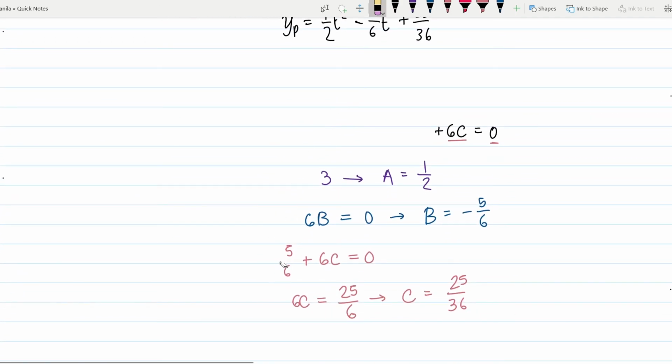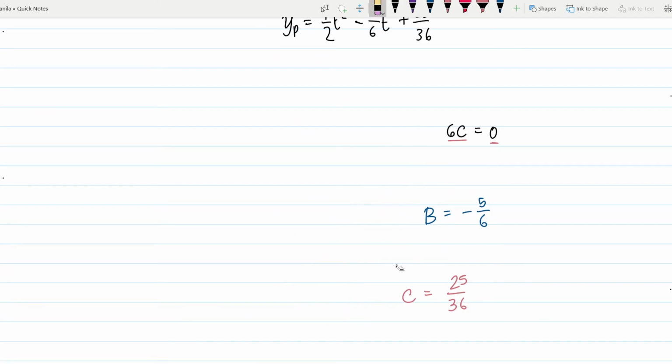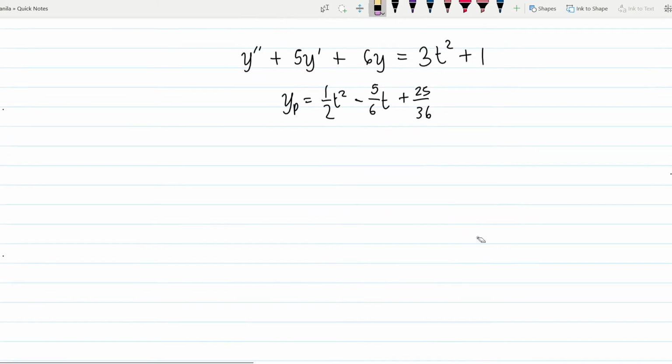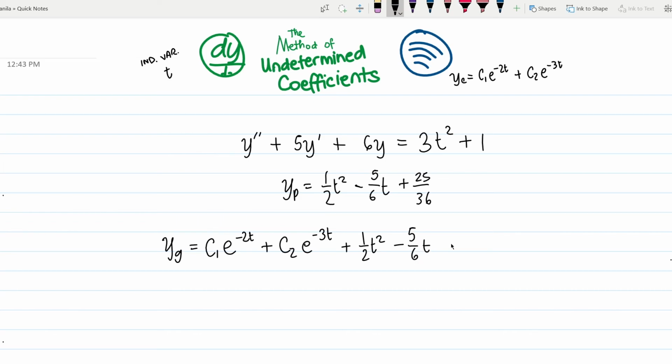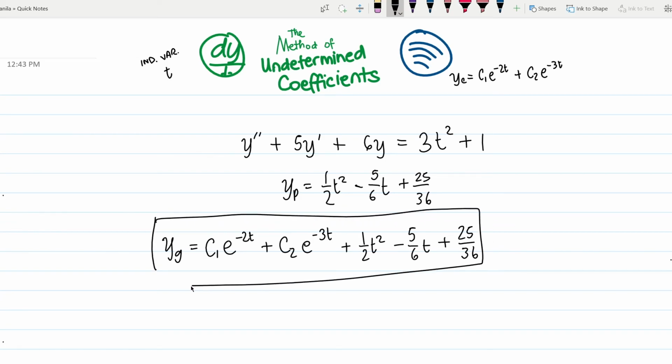And let's just remove this. I know there's an easier way. I just forgot. Whoops. And then our general solution should be y equals, forgot there's a bunch of space here because the screen is too wide, C1 e to the negative 2t plus C2 e to the negative 3t plus whatever this is, 1 half t squared minus 5/6 t plus 25 over 36. Right? So that should be our general solution.